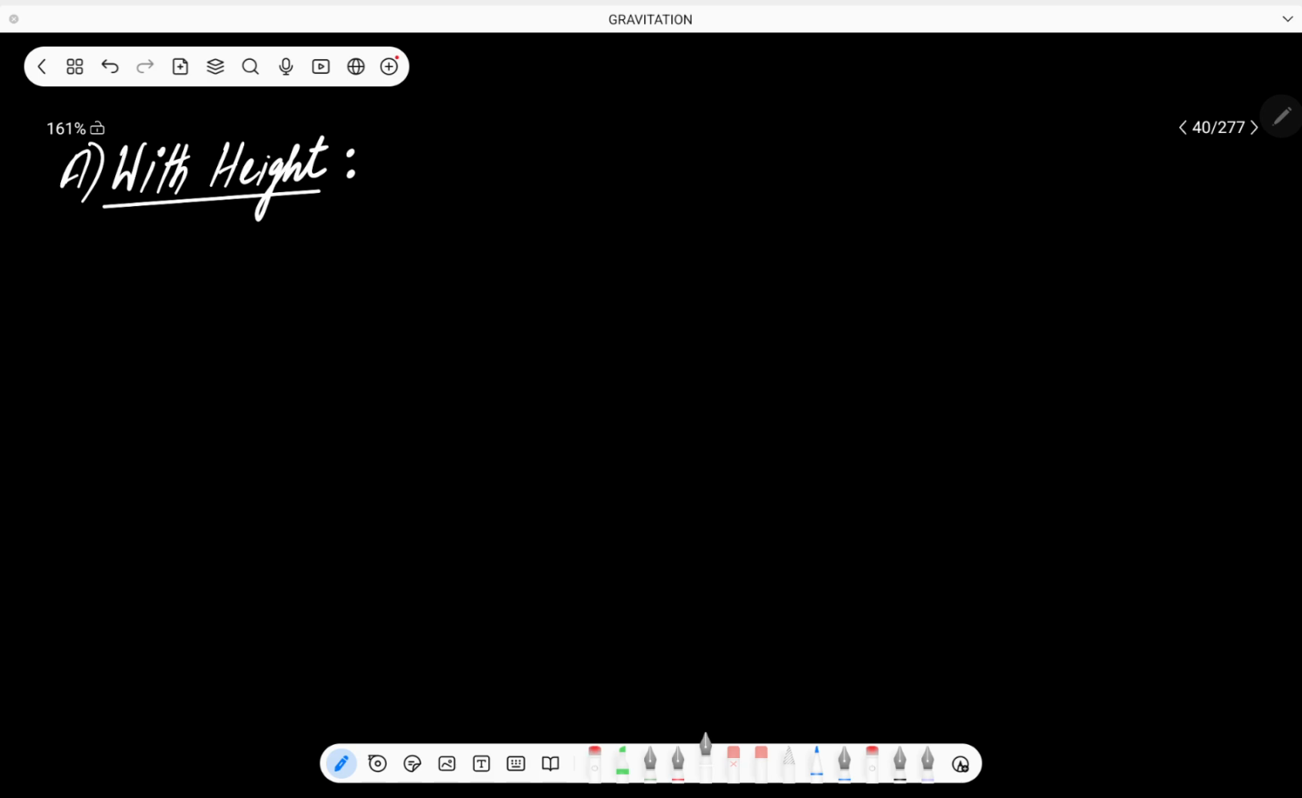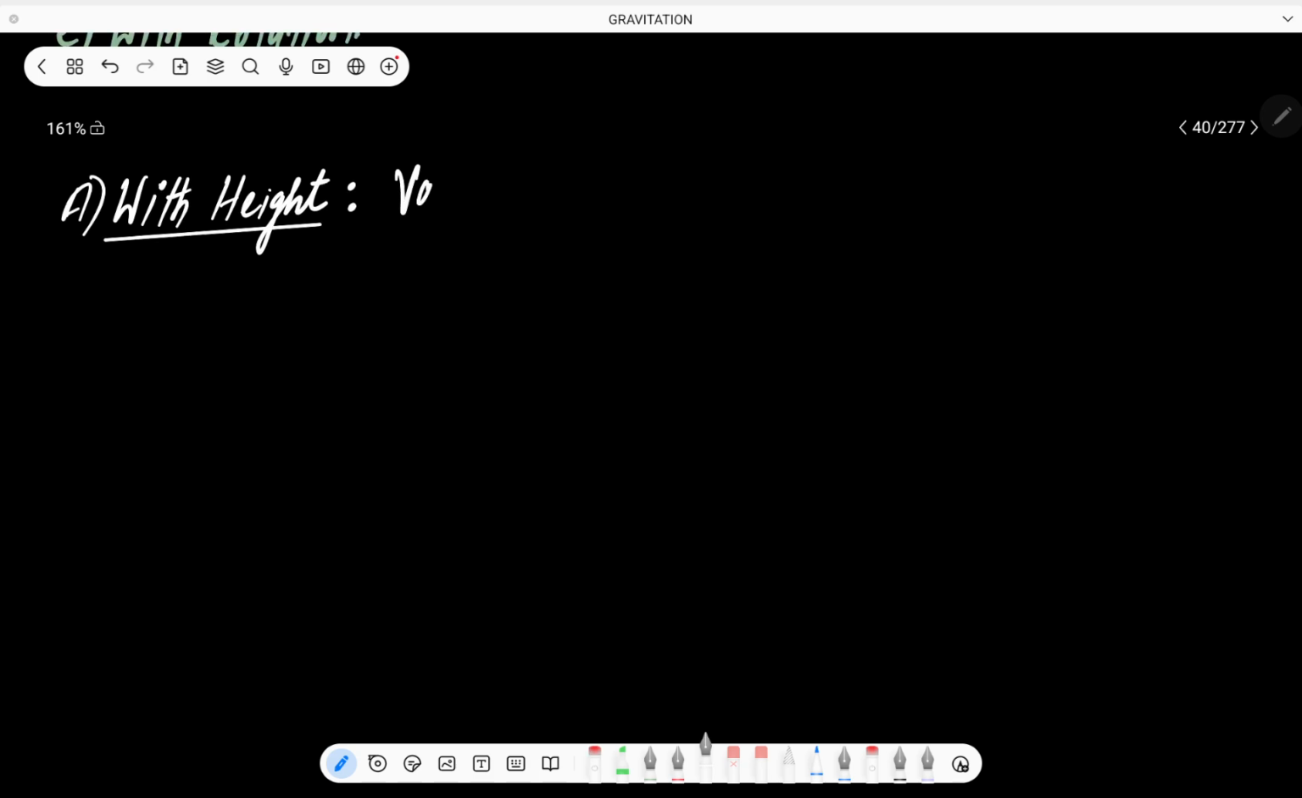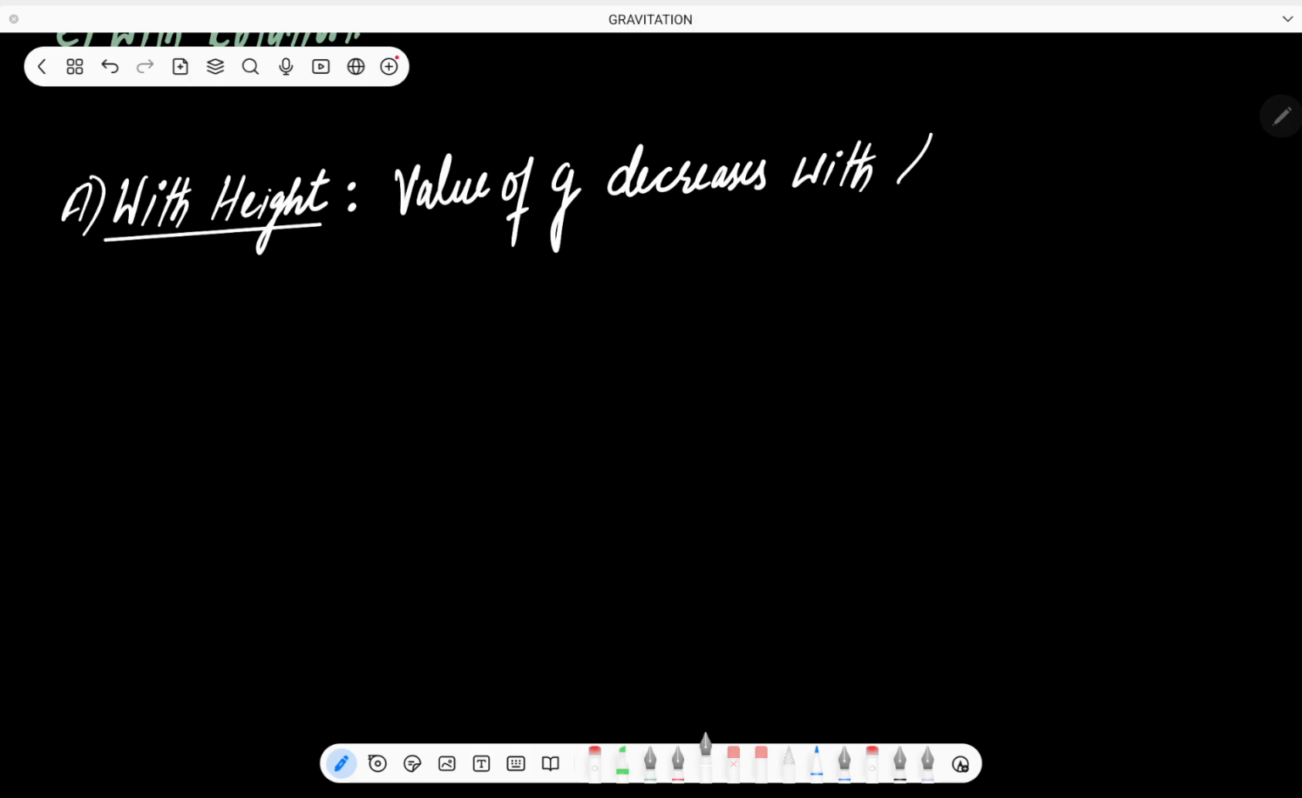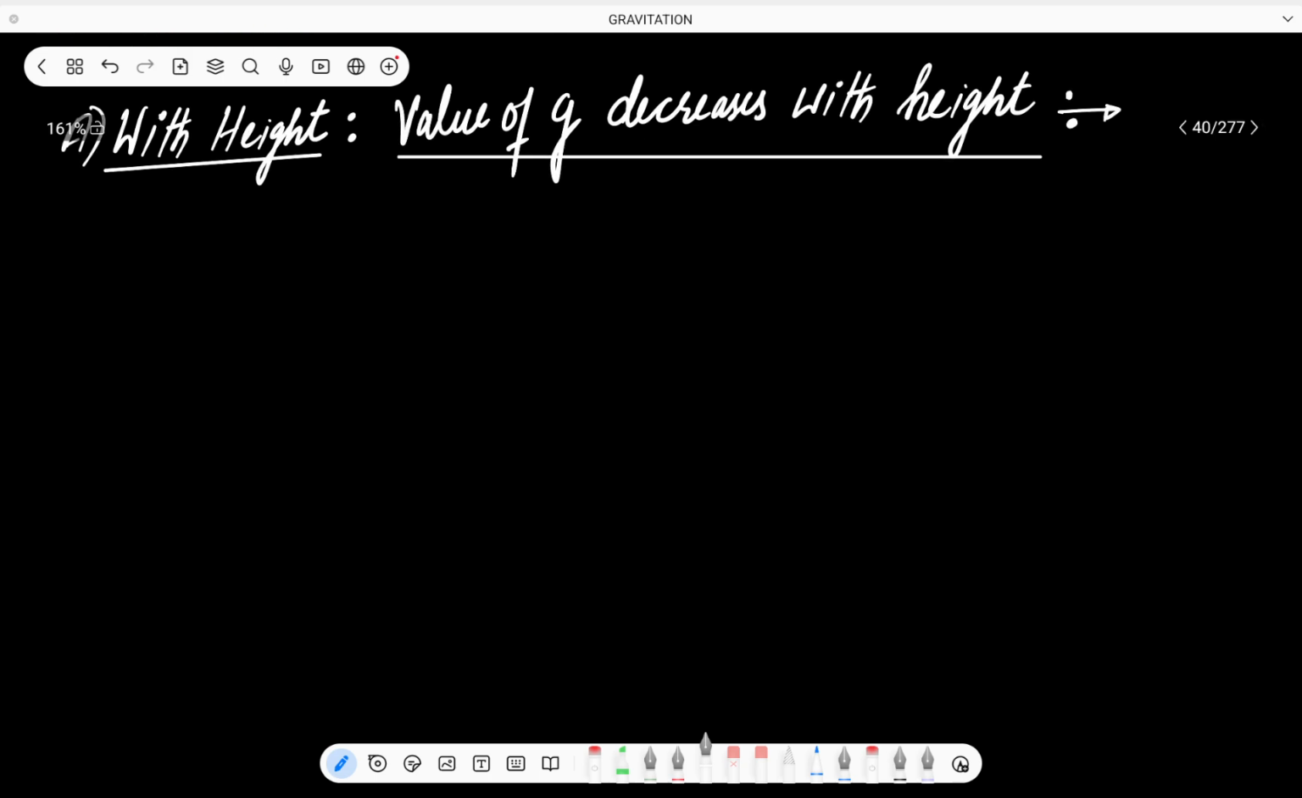The first point that I will write here is that the value of g, the value of acceleration due to gravity, decreases with height. That is the first point: it decreases with height. Now you will ask, sir, what is the reason? Why does acceleration due to gravity decrease with height? The logic is very simple. As you move away from the surface of Earth, the gravitational force will decrease. And when the gravitational force decreases, obviously acceleration due to gravity will also decrease.